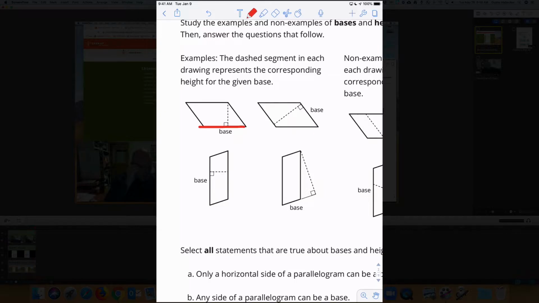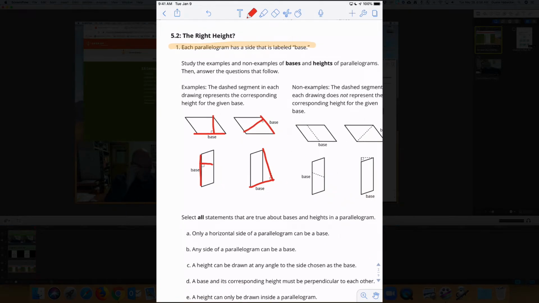So here's our base, here's our height. Here's our base, here's our height. Here's our base, and here is our height. So we're kind of outside that parallelogram. And then here's our base, and here's our height. So these are all examples of correctly drawn bases with their corresponding heights.